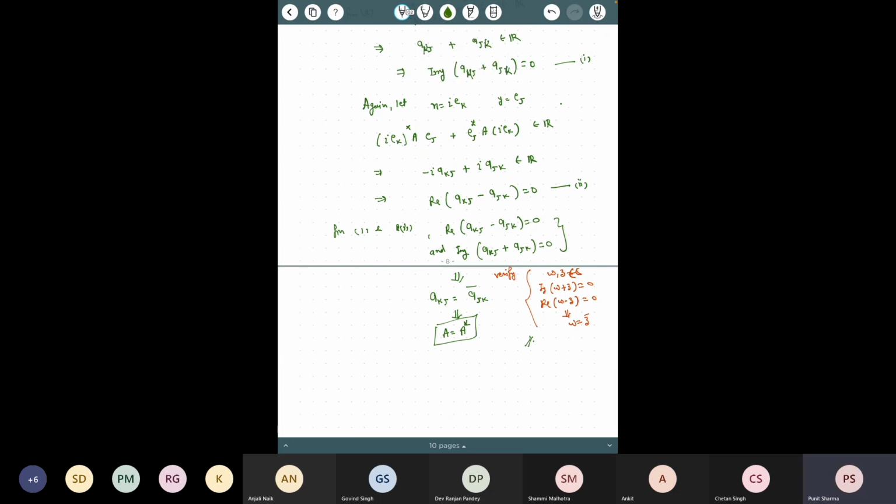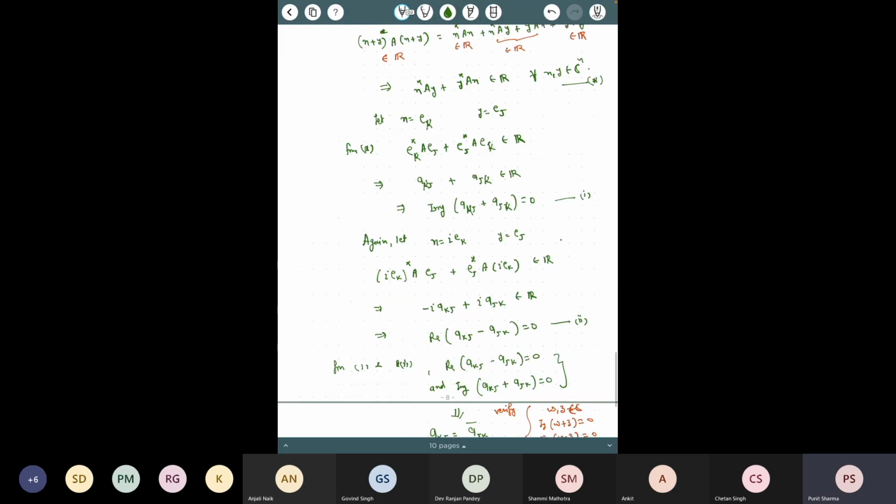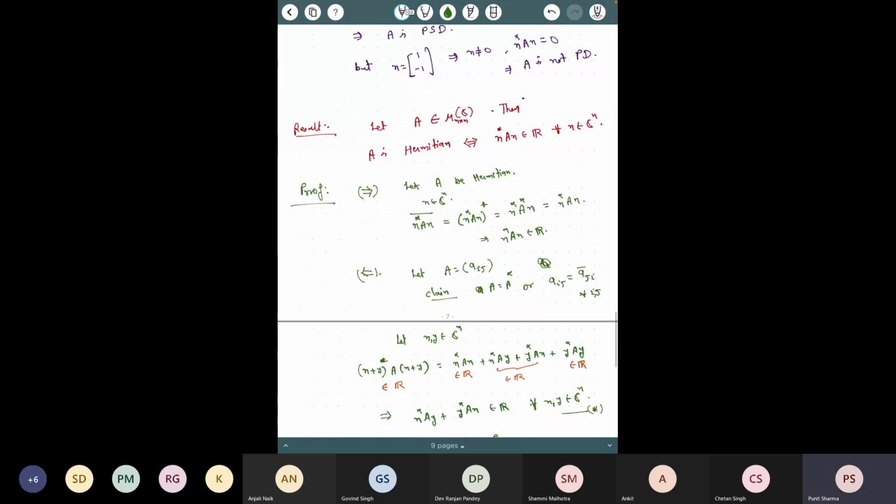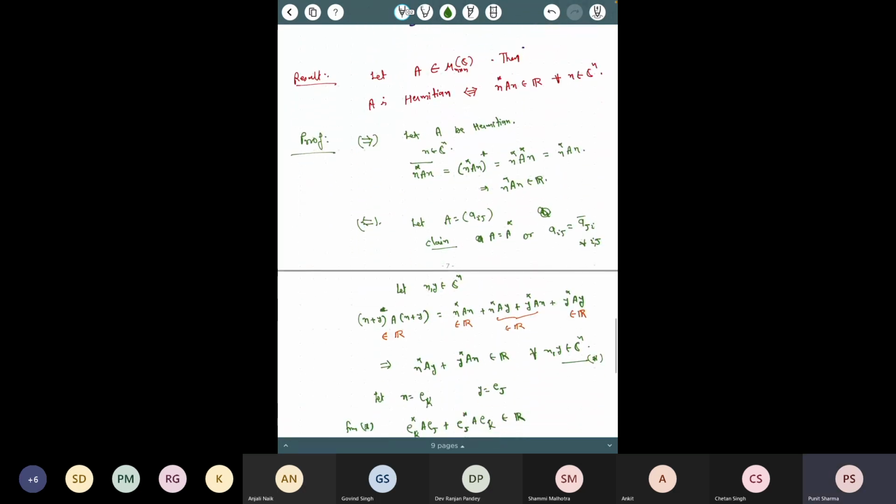So if x star A x is real for every x in C^n, then we can say that the matrix is Hermitian. Okay, and we are done for the class. So if there is any doubt, you can ask. Otherwise, we'll stop here.